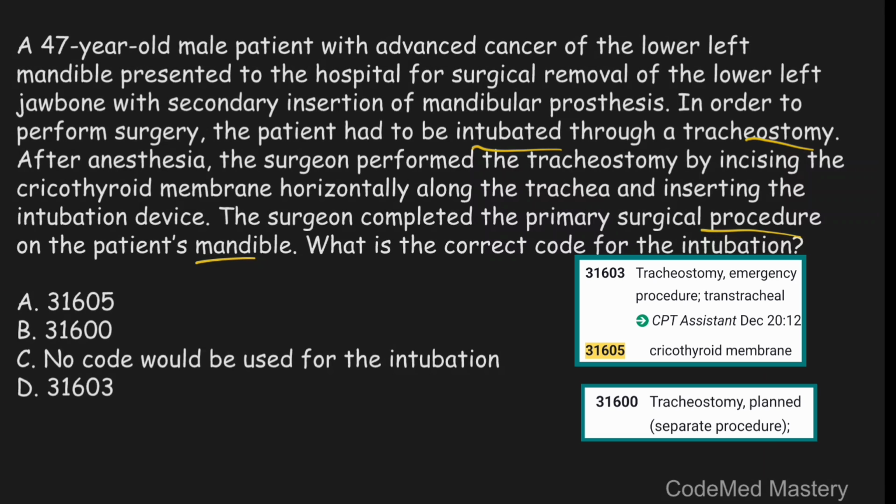The right option is C. No code would be used for the intubation. You may think the right answer is 31600, that is tracheostomy planned separate procedure. This code is designated as a separate procedure, right? So it should only be reported if it was the only procedure performed during the surgical session.